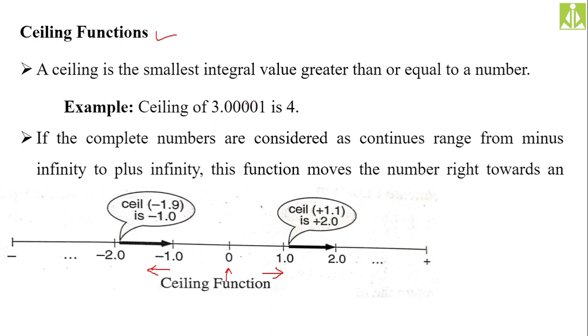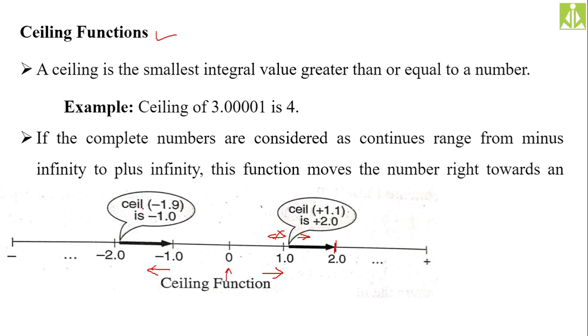Suppose you are calculating the ceiling value of 1.1. Which is the nearest whole number in the right hand direction to 1.1? We are not moving in the left hand direction, we are moving in the right hand direction. If you move in this way, the nearest possible whole number or integral number is 2.0 or 2. So if you supply ceil of 1.1, you will get 2.